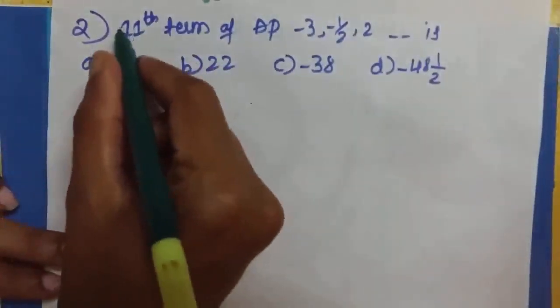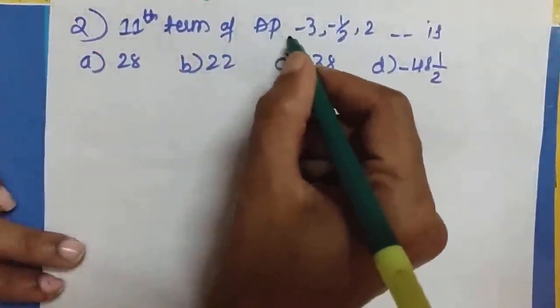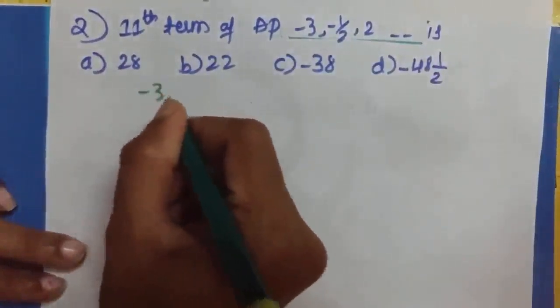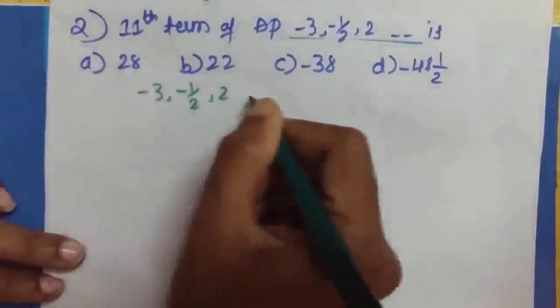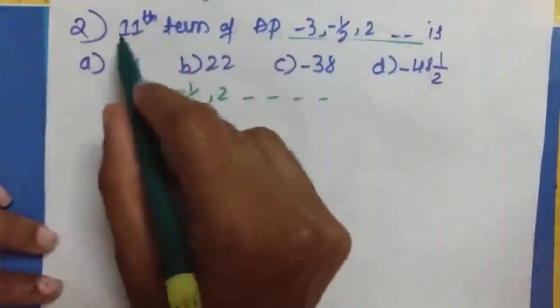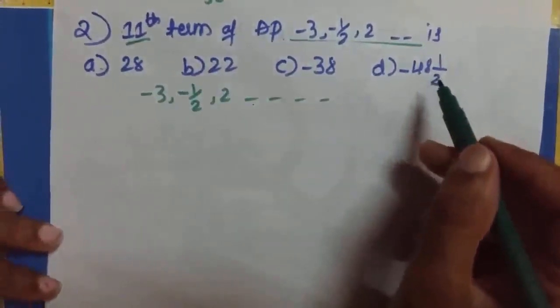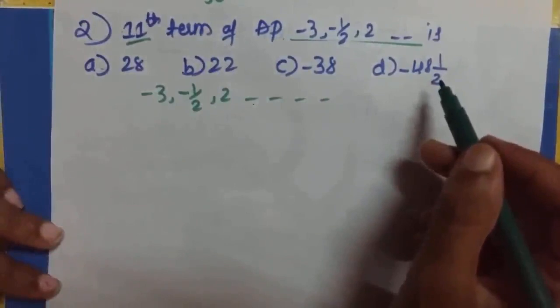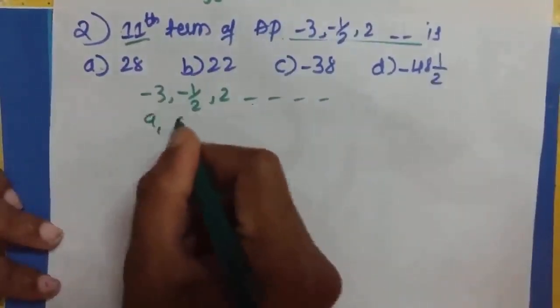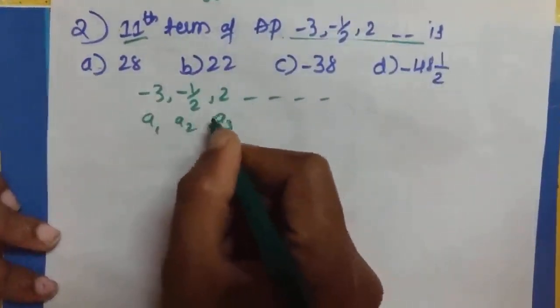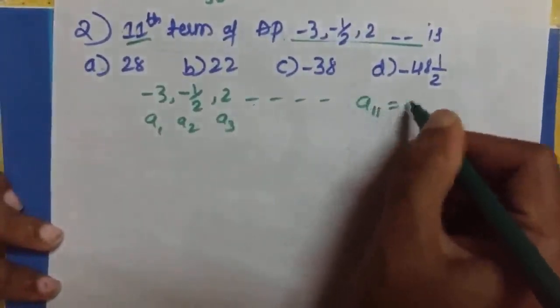Second question is the 11th term of the AP. The AP they have given is minus 3, minus 1 by 2, 2, dash dash. Yes, we need to find out the 11th term. Four options are given here. We have to justify the answer. So justification means we need to find out the values. This is a1, a2, a3. 11th term means a11.